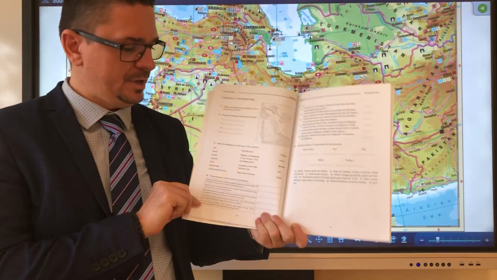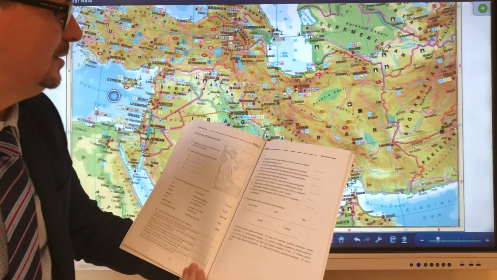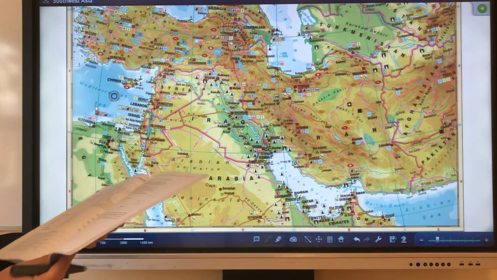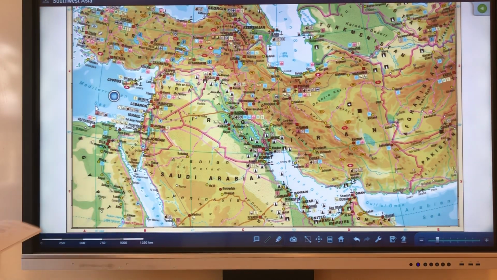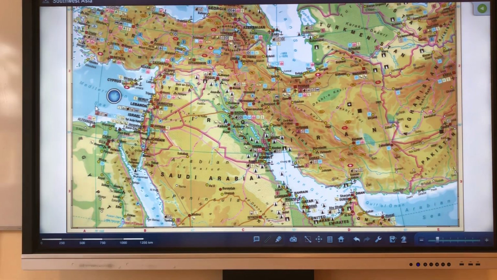Open your workbook at page 40 and let's see what kind of bordering seas and gulfs there are in the region. So let's start with the first one. I just put here this little symbol. That's the Mediterranean Sea. Please write it there. You can just stop the video if you need time and you can just check the name. I hope you can see how the word is spelled.